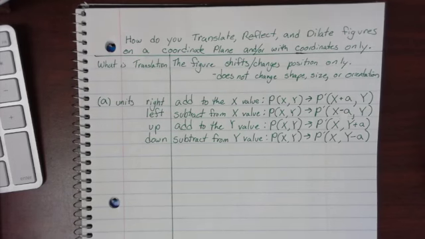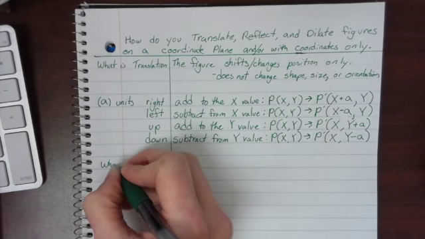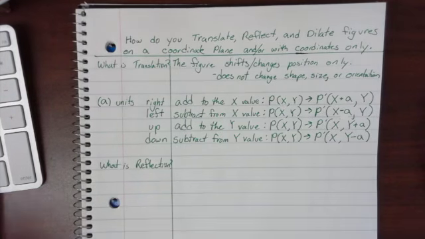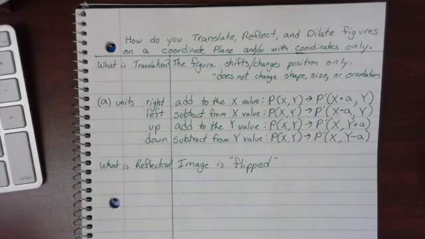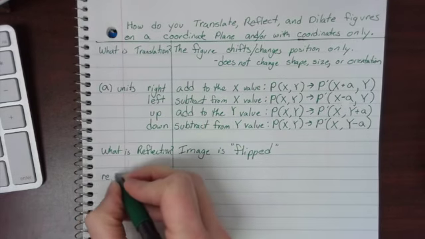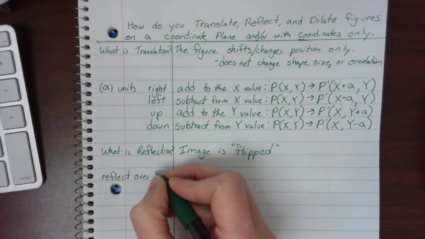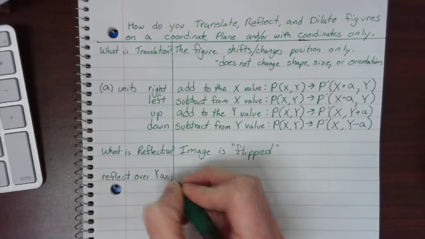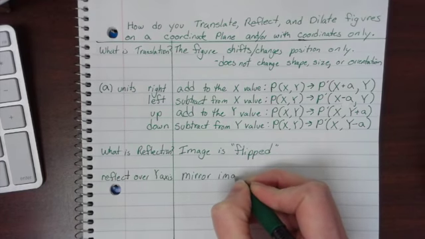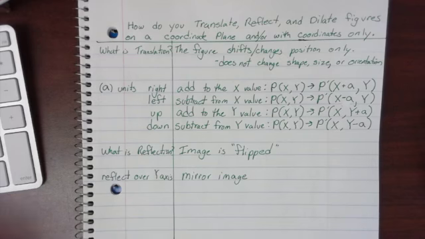The next thing we learned about are reflections. So over here, we're going to skip a line. What is reflection? Okay, so reflection is when the image is flipped. Now there's two ways that you can reflect on a coordinate plane. You can reflect over the y-axis, and this is the one we're most familiar with because this is what we see in a mirror. So when you look at the mirror, you are looking at an image of yourself that is flipped across an X or across a y-axis.